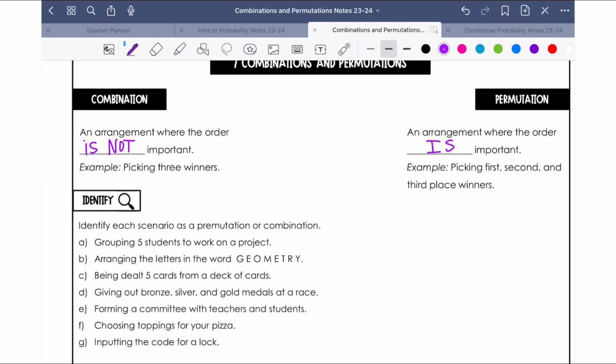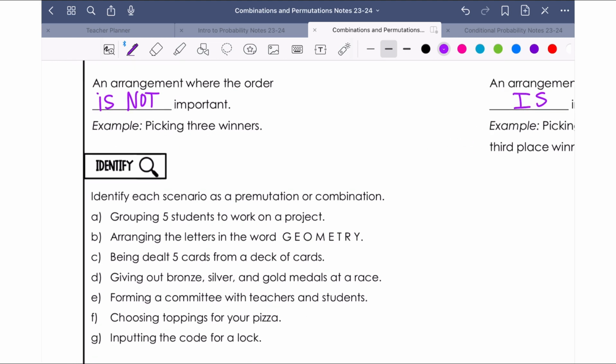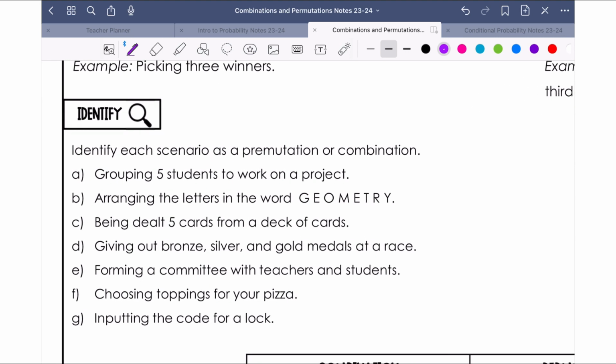And so let's practice first identifying if we can decide whether the scenario is a permutation or a combination. Again, combination means it doesn't matter. We just need X amount. And permutation, it does matter. I need them in the specific order for the list, okay?